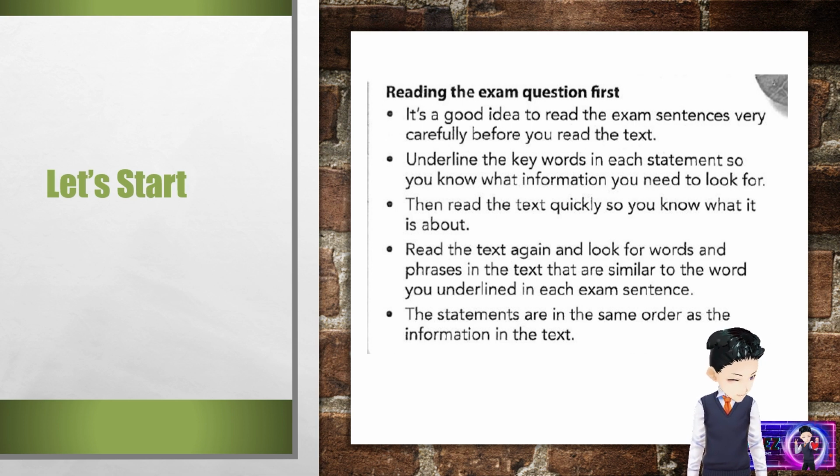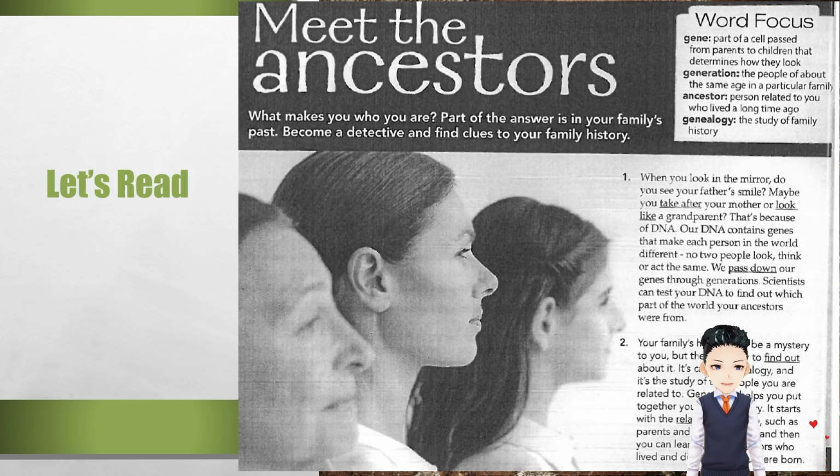Okay. Right, so let's start reading. Meet the ancestors. Kita tengok ancestor kita. So, word focus yang kita boleh tengok kat sini adalah gene, generation, ancestor, genealogy. So, gene maksud dia part of a cell pass from parents to children that determines how they look. Generation, the people of about the same age in particular family. Maksud kamu generasi yang sama. Lebih kurang umur yang sama. Macam katalah, kamu adalah anak, jadi generasi yang sama kamu adalah sepupu kamu.